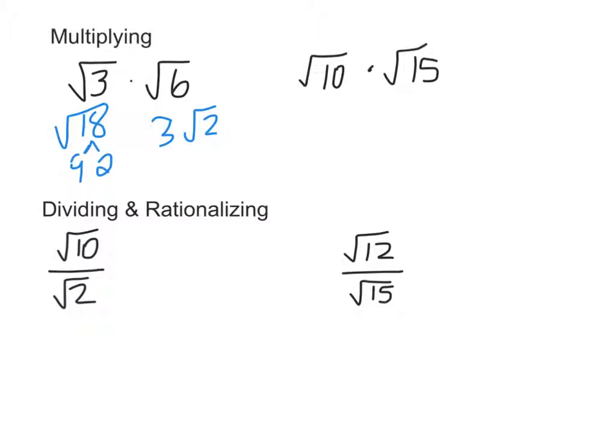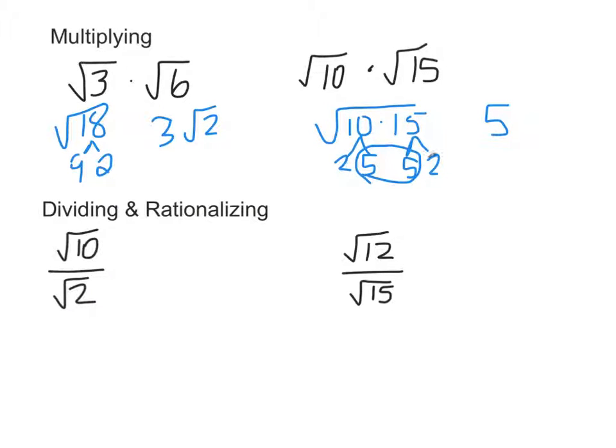Now sometimes, like in this next problem, that's a little bit trickier. Okay, so multiplying 10 times 15 gives us 150, and that's harder for me to think about. So I can actually smush it into one big radical and have 10 times 15. Now I can look at this. Okay, so 10 is made up of 2 and 5. 15 is made up of 5 and 3. Now I have a pair of 5's right here, so I know I can take one 5 out, and then this is 2 and 3. We know that 2 times 3 is 6, so we have the square root of 6.